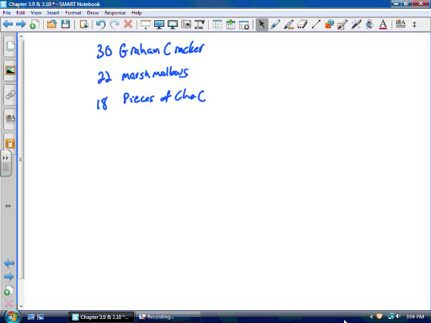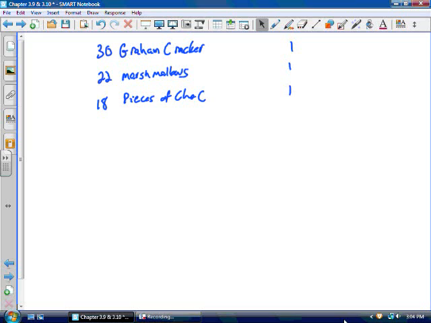Now, if we were making s'mores, these would be our reactants. We're putting these things together to make our product, which is one s'more. Now, we know that each s'more takes 1 graham cracker, 1 marshmallow, and 1 piece of chocolate. Okay, so our ratio is 1 to 1 to 1. We need a whole graham cracker to break in half. We need 1 marshmallow. We need 1 piece of chocolate.